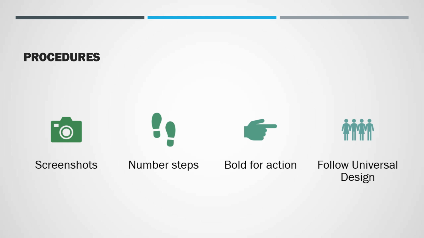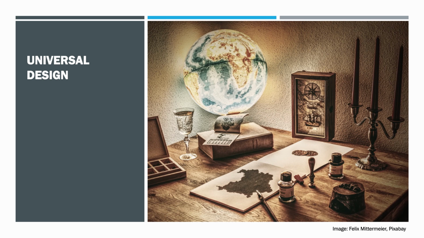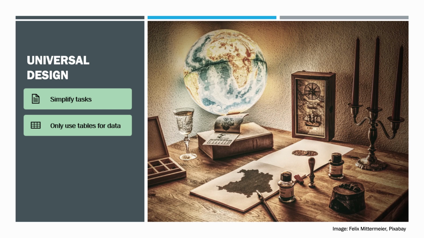Instead, identify the area, such as the dashboard, global navigation, sidebar, and course navigation areas in Canvas. State the name of the area exactly as it is identified using proper case. Calling it something else is confusing to someone using a screen reader or voice commands. Additional universal design tips are: simplify tasks. Use tables only for data. When used for layout, it is confusing to someone using assistive devices.